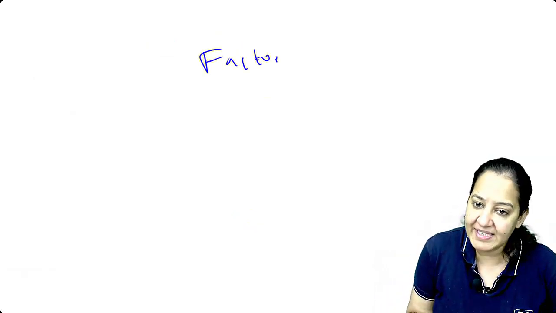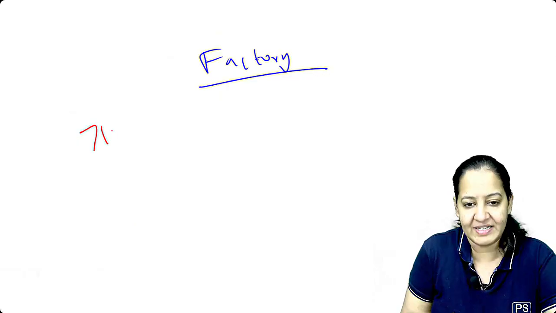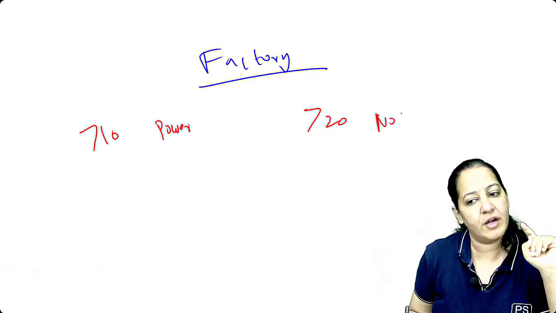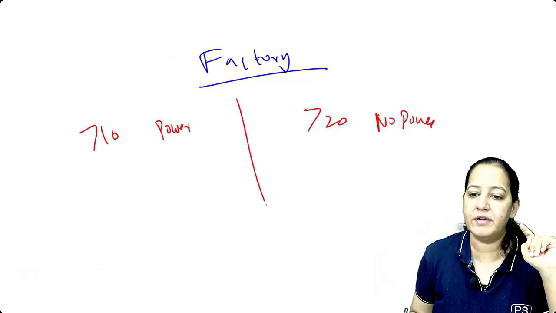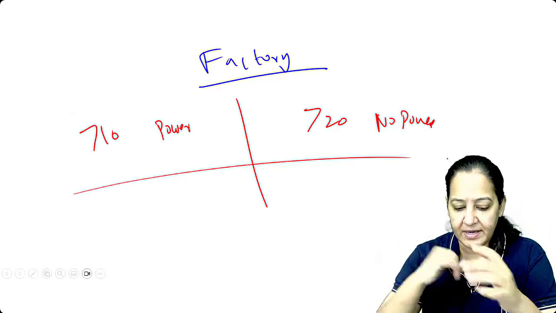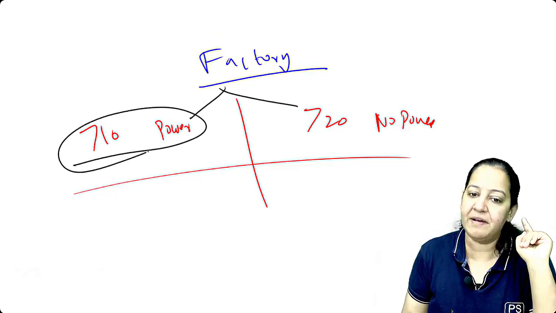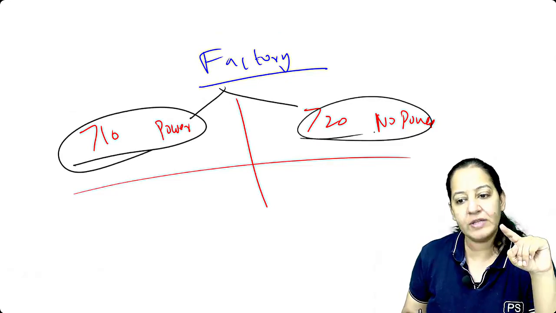To whom do you call a factory? Any establishment with more than 10 people where power is used, and more than 20 people where no power is used. How many of you got it? The definition of the factory? Please learn the definition of the factory. Any establishment with more than 10 people where power is used, and more than 20 people where no power is used.